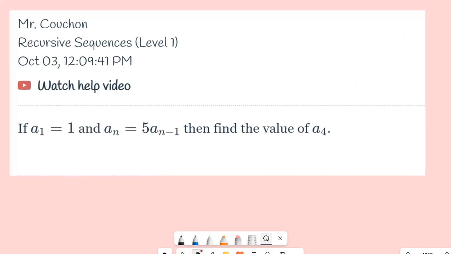Recursive sequences look a little more intimidating, I think, than explicit sequences, but when you break them down, they're not that bad. In order to solve a recursive sequence, you need to be given the first value, which we call a sub 1, and it also is imperative that you understand what the common ratio or the common difference is. So we can break this down very similar to the way we broke down the explicit formulas.